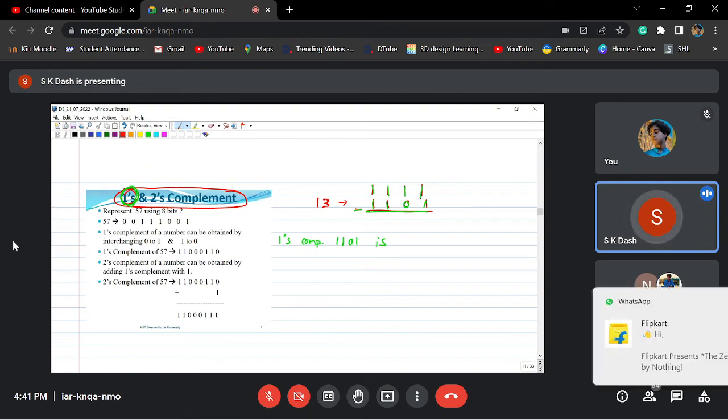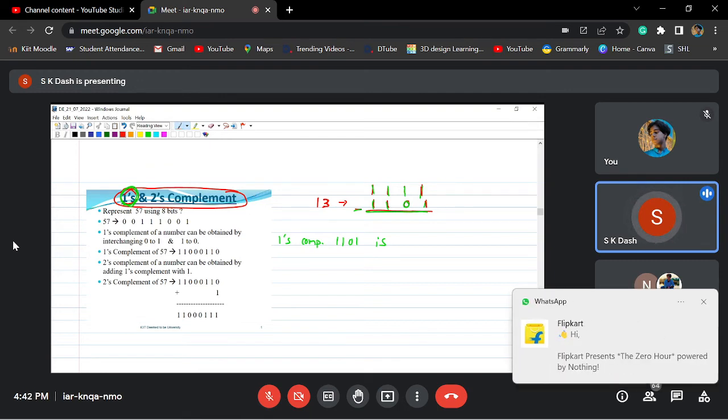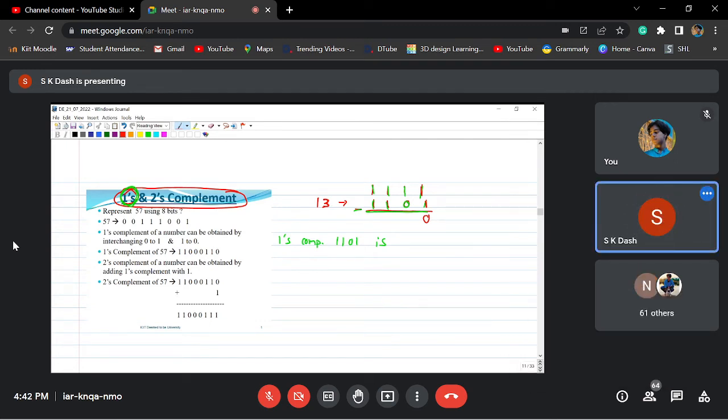If you subtract now, what will happen? This 1 minus 1, what will be the result? 0. Borrow is not required. 1 minus 0 is 1. 1 minus 1 is 0. And 0. So for this number, its 1's complement is 0010. Let us take another example. Suppose 21. How much is 21?